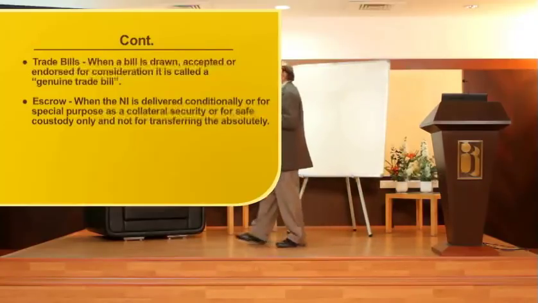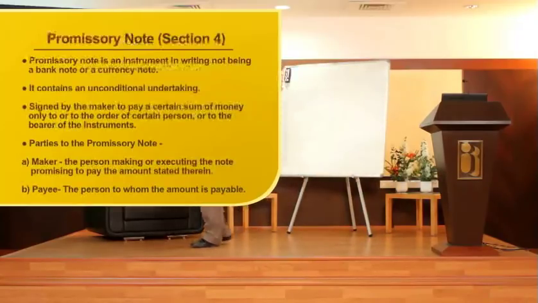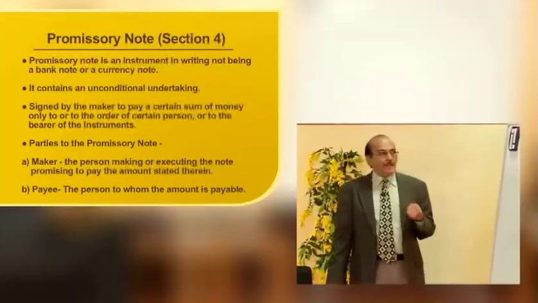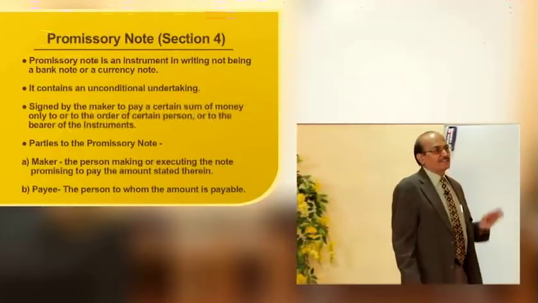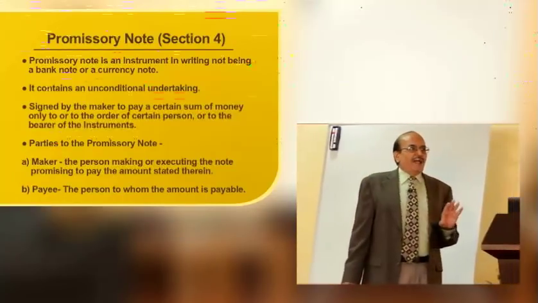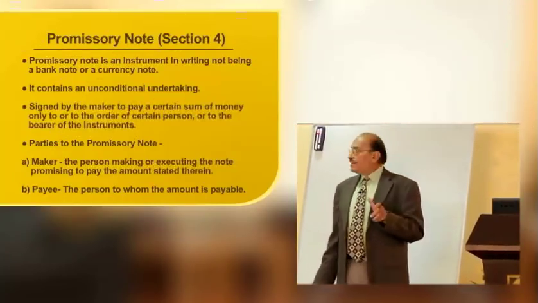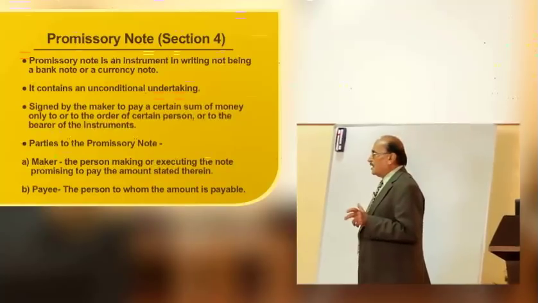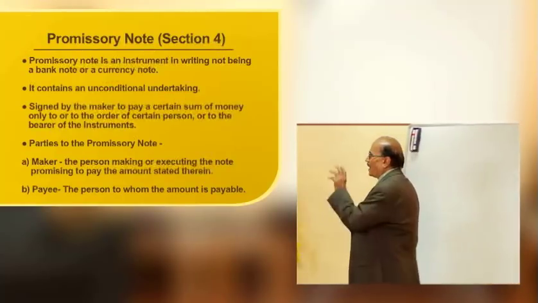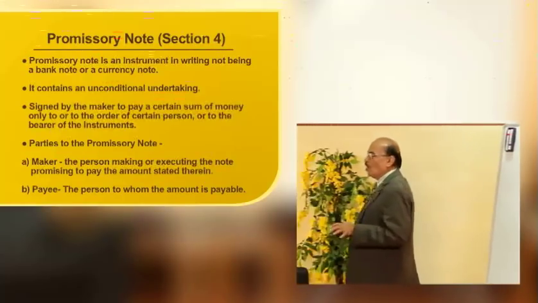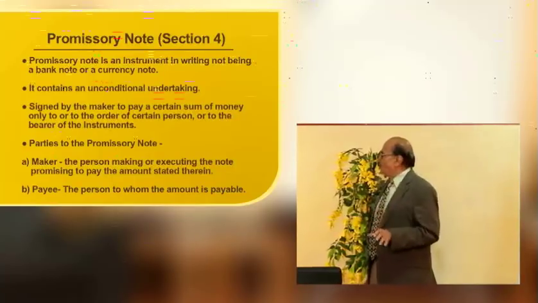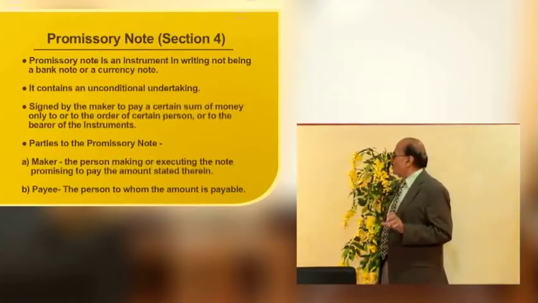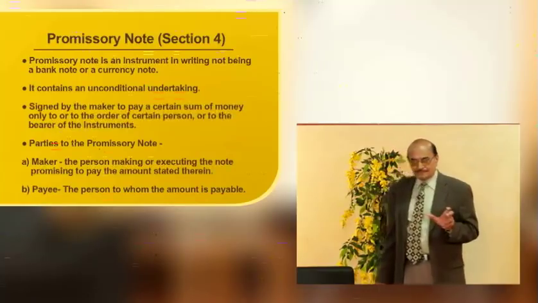Section 4 of the Negotiable Instruments Act talks about promissory notes. What is a promissory note? It's an instrument in writing, not being a bank note or a currency note. It contains an unconditional undertaking signed by the maker to pay a certain sum of money only to, or to the order of, a certain person or to the bearer of the instrument.